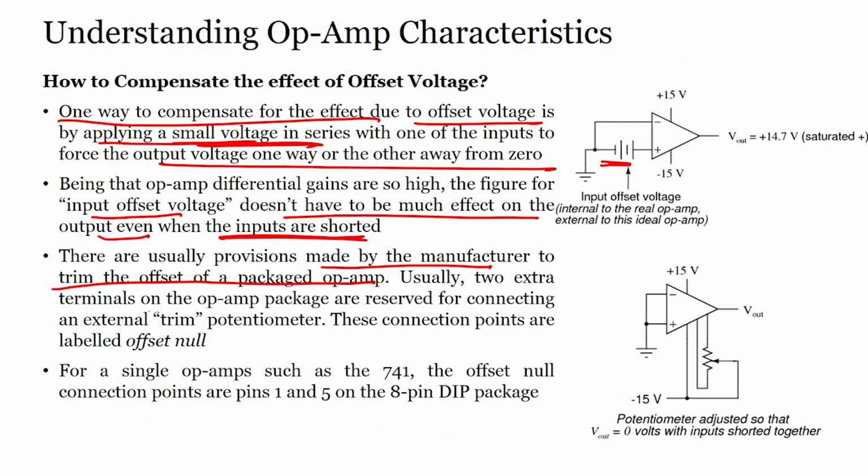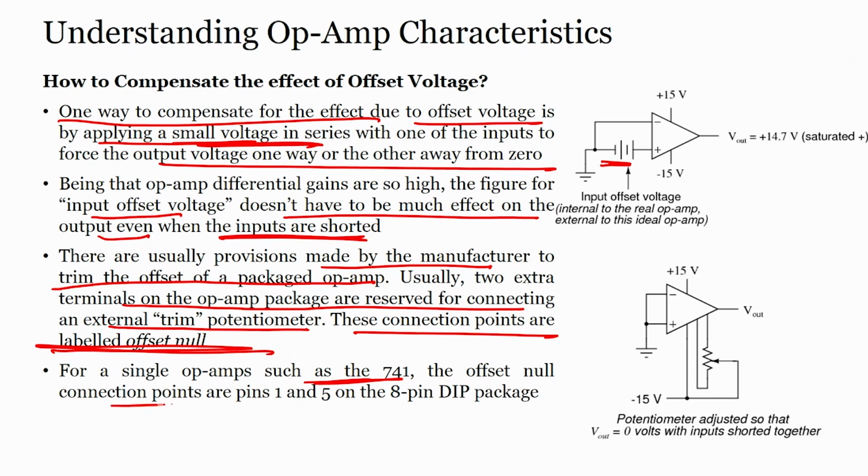How? Usually 2 extra terminals of the op amp package are reserved for connecting an external trim potentiometer. These connection points are labeled as offset null. If you have seen the IC, terminals 1 and 5 are used for offset null. For a single op amp such as 741, the null connection points 1 and 5 on the 8 pin DIP package are used for offset null. So, we connect a potentiometer between 1 and 5 and trim the potentiometer such that our output voltage would be 0.